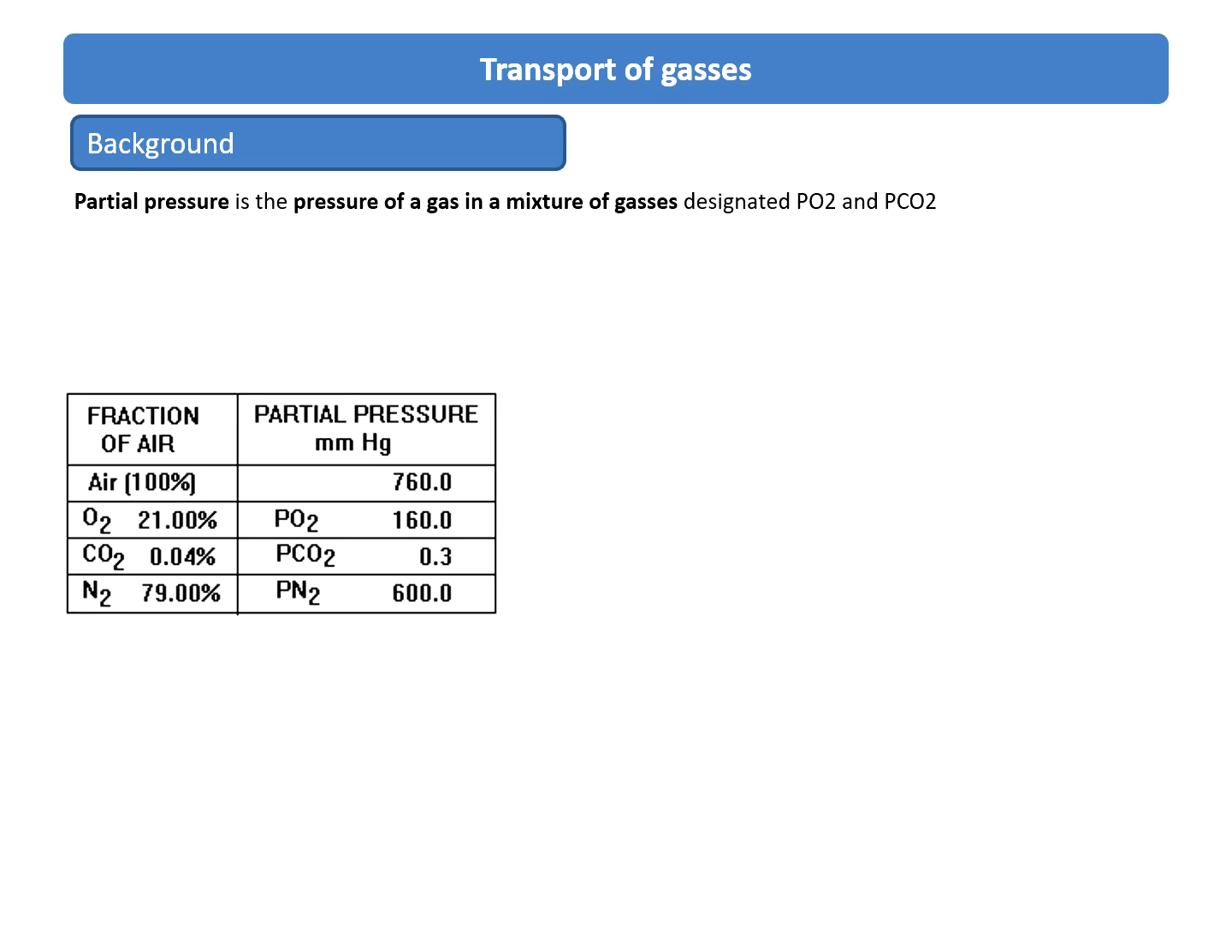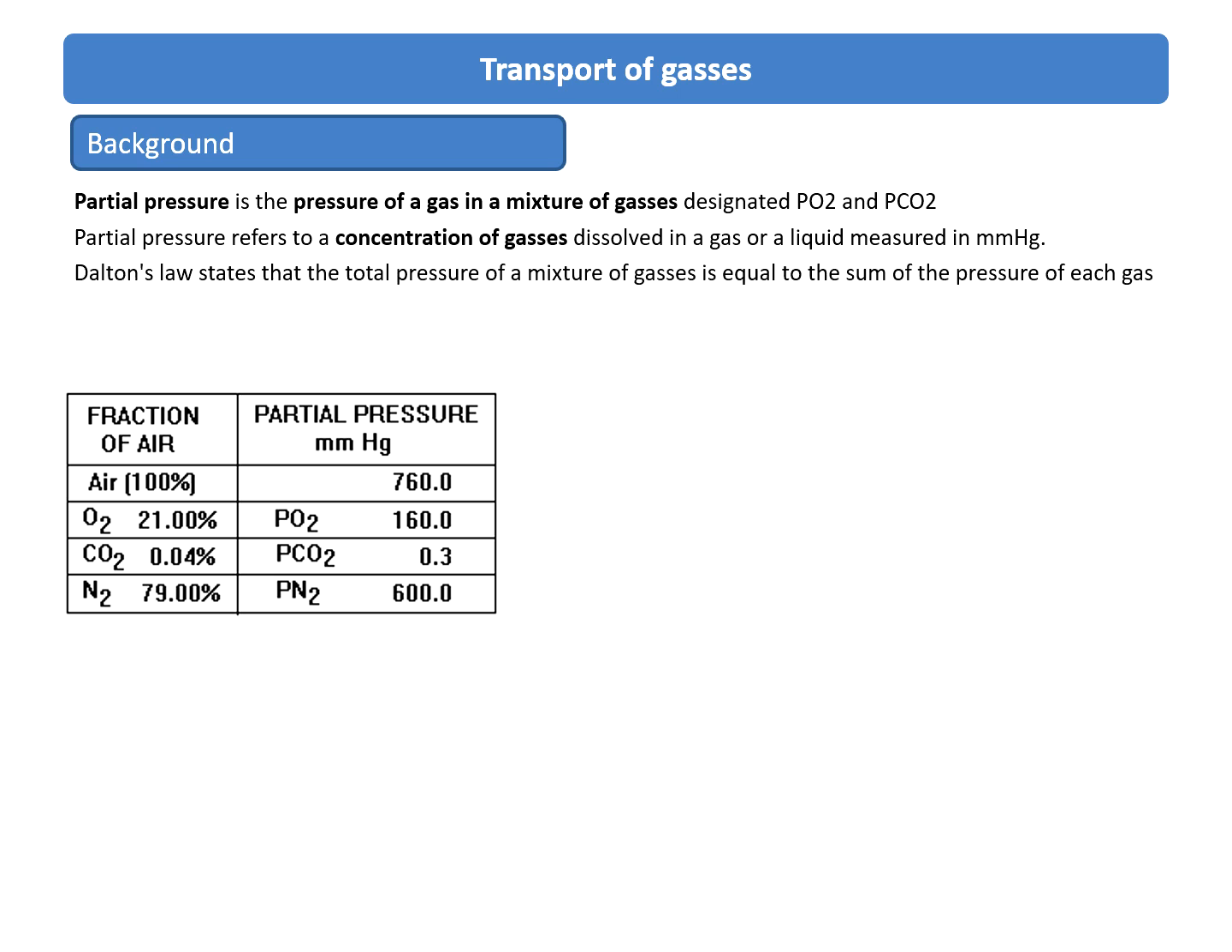Before going on, let's look at partial pressure. Partial pressure is the pressure of a gas in a mixture of gases, designated PO2 or PCO2. Partial pressure refers to a concentration of gases dissolved in a gas or liquid, measured in millimeters of mercury. That is, it's a percentage of the total.